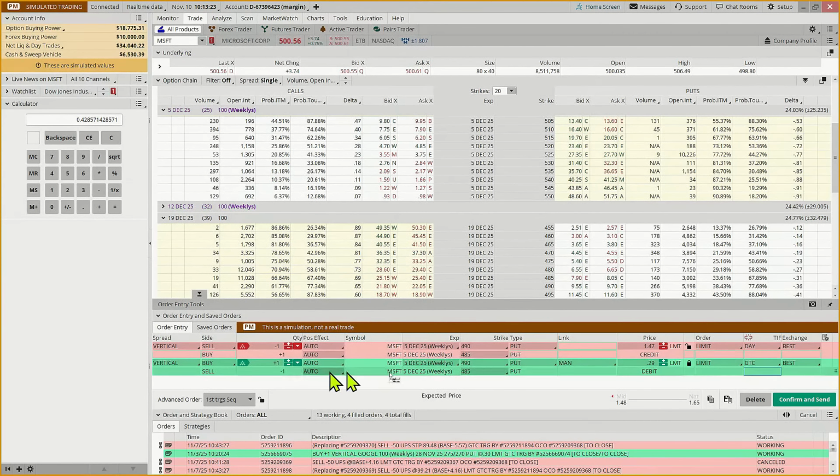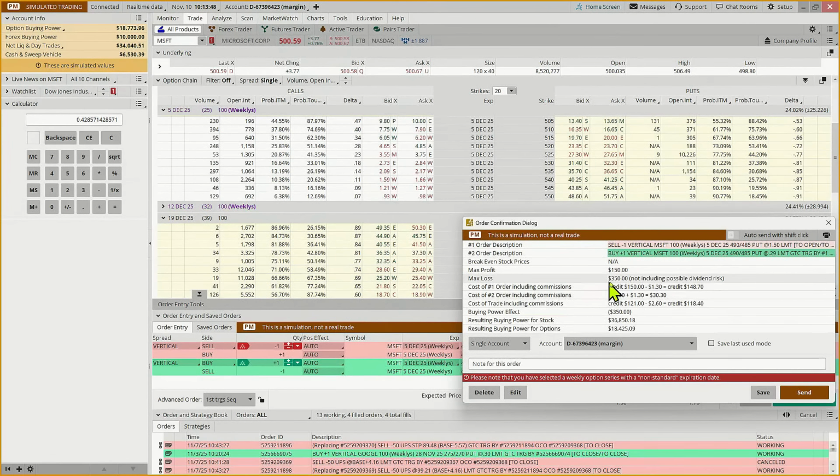One of the nice things about December 5th is we've got Thanksgiving, where even on Saturdays and Sundays when the market's closed, time decay is working. It's also working on Thanksgiving Thursday, and on the Friday afternoon when the market's closed. So we're getting some time decay when the market is closed that's working in our favor as well.